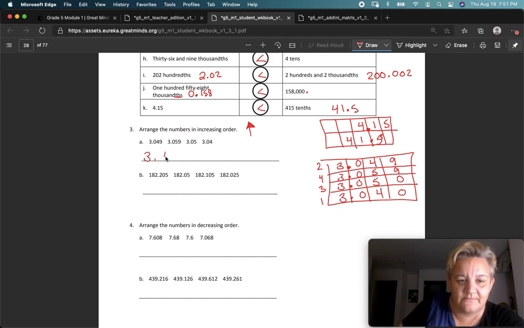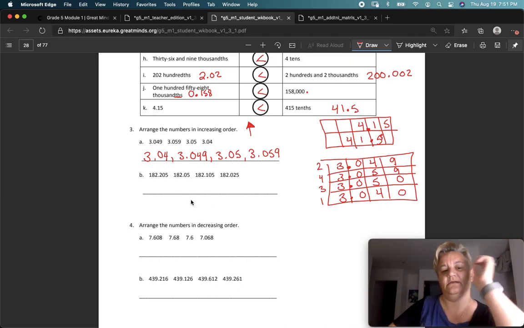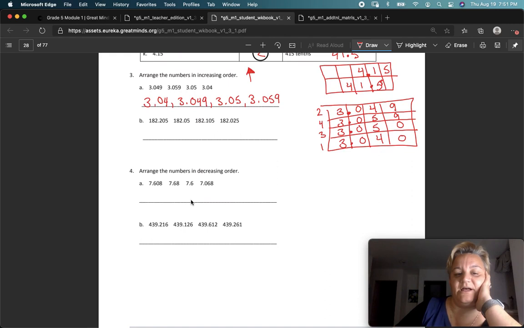3.04 is the smallest. 3.049 is next. Then 3.05, and then 3.059. So 3 and 4 hundredths, 3 and 49 thousandths, 3 and 5 hundredths, 3 and 59 thousandths. Got it? Okay. So I think using that diagram really helped, didn't it?